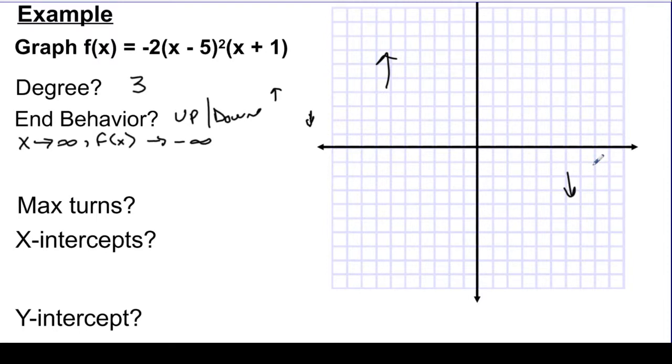We can do the same thing talking about the other side. We can say as x approaches negative infinity, which means it's traveling forever to the left, the graph is going to go up. We have the up arrow on the left-hand side, so it's going to go into the positive direction forever. So we're going to say f of x goes to infinity. So this is just a new way of describing the end behavior.